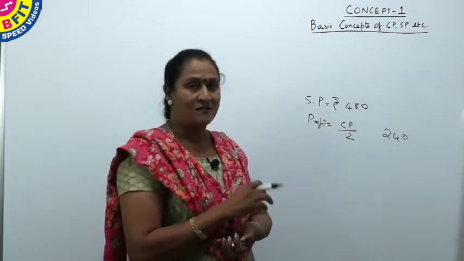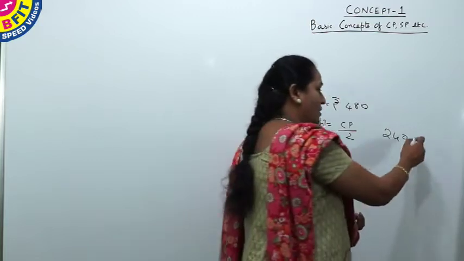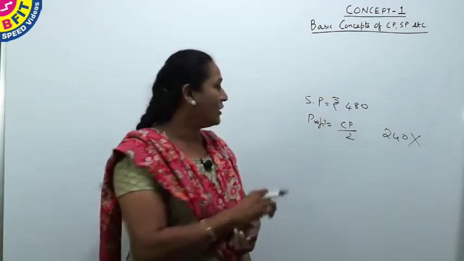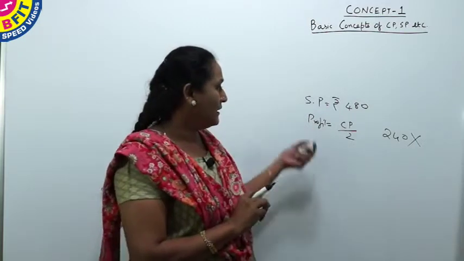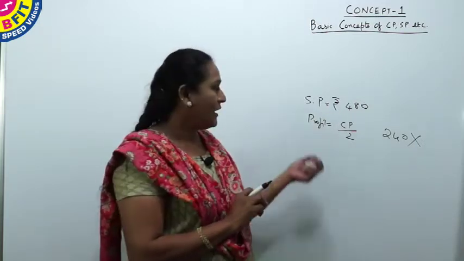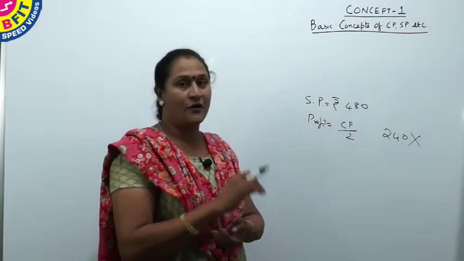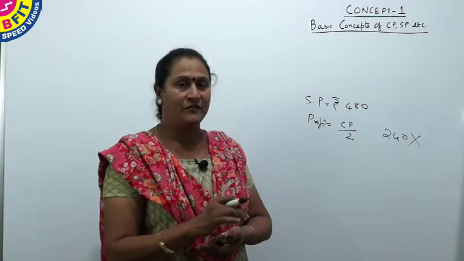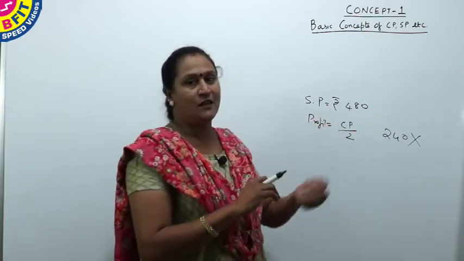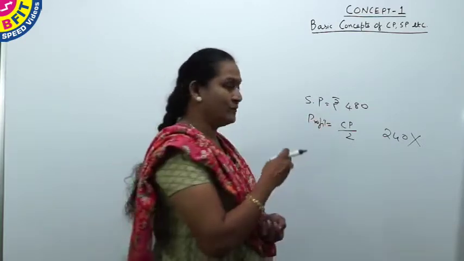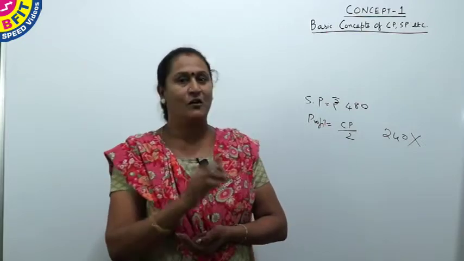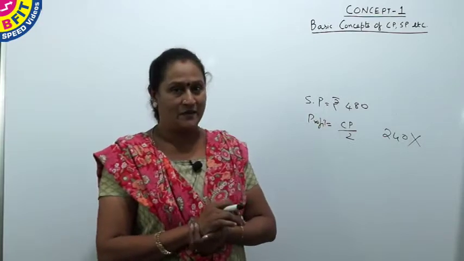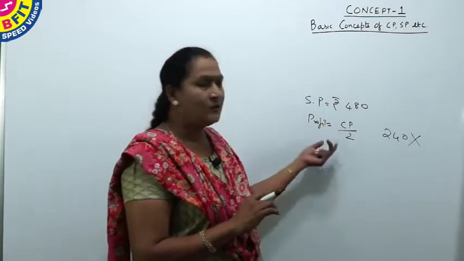But the answer is not 240, it's wrong, because profit is half of the cost price, not half of the selling price. Here the selling price is given and the base is asked. And what is the profit here? It is half of the cost price. So after adding half of the cost only, we got the selling price 480. So when you go for the option 240, it is wrong. So be careful that the selling price is not the base. You have to find the cost price using this data.